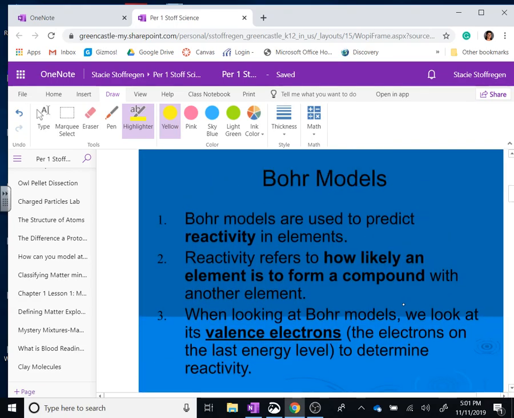All right, so first of all, with some of the rules, the Bohr model is used to predict reactivity in elements. So reactivity refers to how likely an element is to form a compound with another element. So now we're not just talking about the periodic table of elements, it's how these elements combine with other elements and making other materials that we have in our world. So when looking at the Bohr model, we look at its valence electrons, the electrons on the last energy level, to determine reactivity.